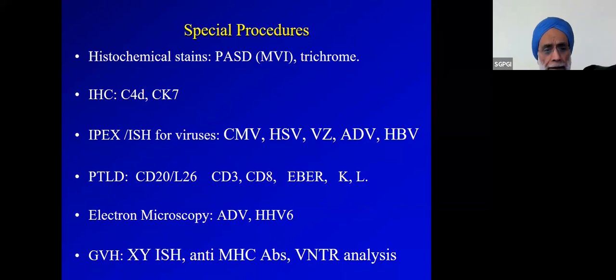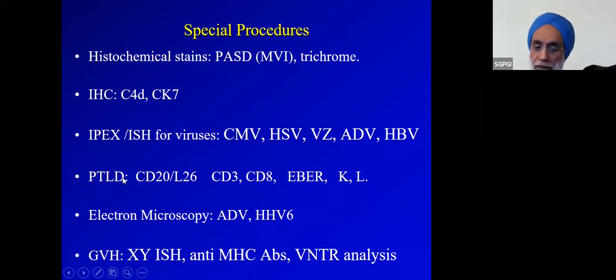And similarly, once in a while, you will need to stain for CMV. It has now become very uncommon since the initiation of prophylaxis with ganciclovir. But you have to remember these viruses because once in a while they will occur, and if they're not diagnosed, the outcome is bad.